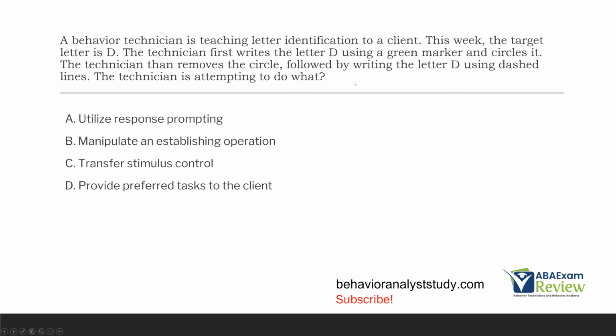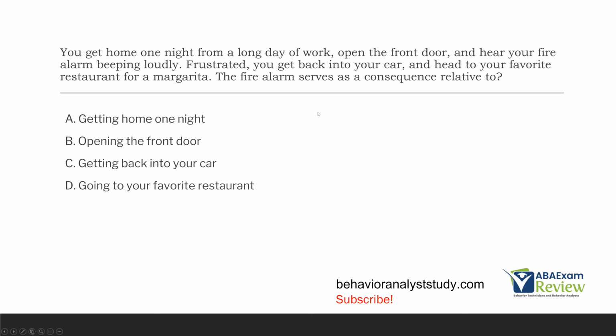Okay, so we're going to start fading these prompts. It's essentially the same thing. So by removing all these modifications, slowly stimulus control is being transferred. And then D, provide preferred task to the client. Well, it's the same task over and over again. The stimulus is being changed. And the reason the stimulus is being changed is so that stimulus control can successfully be transferred. So what is the technician attempting to do? Well, C, transfer stimulus control.